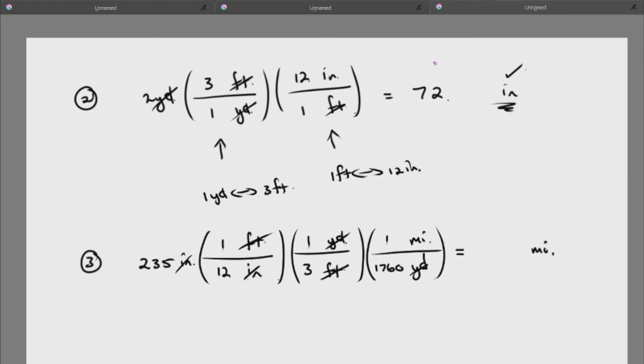And what do we get then? 0.0037. Not a lot of inches. My mile unit is pretty big, so not a lot of miles. So once I've set it up, keeping track of the units, the rest is just calculating whatever it says to calculate.